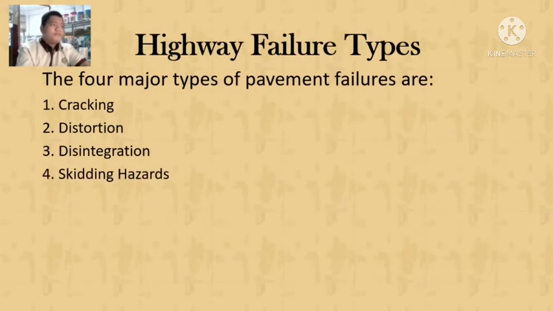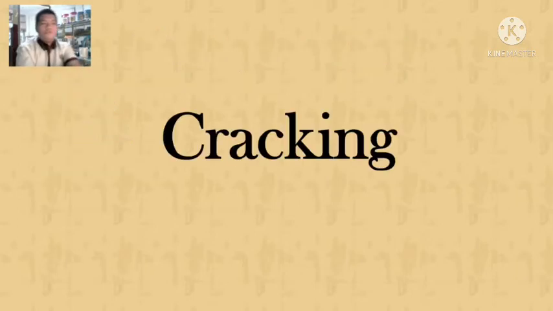There are four major types of pavement failures. Those are cracking, distortion, disintegration, and skidding hazards. Let's go to cracking. Several different types of cracks can develop in asphalt pavements. The repair depends on the type of crack. Some cracks are load-related and some are attributable to temperature or environment.